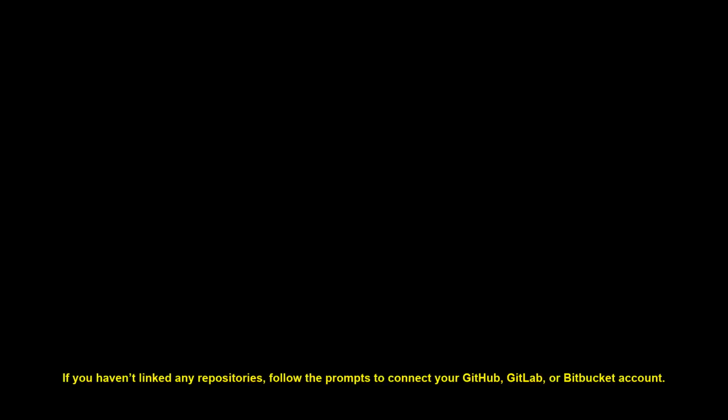Now, you need to create a new project. Click on the New Project button on your dashboard. You will be prompted to import a Git repository. Select the repository for your mobile app. If you haven't linked any repositories, follow the prompts to connect your GitHub, GitLab, or Bitbucket account. After selecting the repository, click on Import.